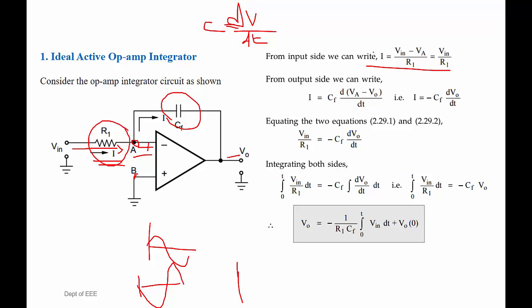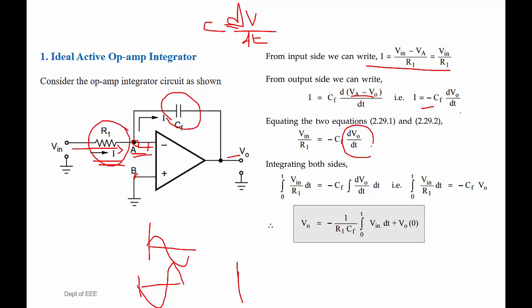So now I can be written as C into dV by dt, where V is VA minus V naught. Just replacing this, we get CF into d(VA minus V naught) divided by dt. As per the virtual ground concept, VA will become 0. So you will get minus CF into dV naught by dt. Hence, both are current equations. Just equate these two. You will get V in by R1 equal to minus CF into dV naught divided by dt.